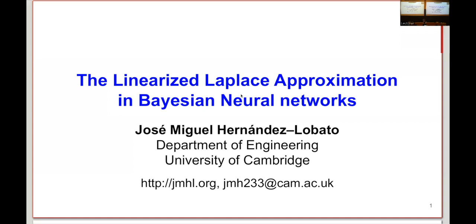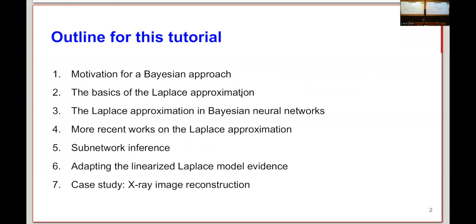This is an outline of the tutorial. We're going to have a brief motivation for the Bayesian approach. I'm pretty sure you have already seen a lot of similar things during the summer school, but it will be good because this will also set the basis for the more advanced methods that we're going to see later. We're going to describe the Laplace approximation, how to apply it in Bayesian neural networks. All that, up until point three, is based on quite some old work from the 90s. And then we are going to see more stuff that has been happening more recently.